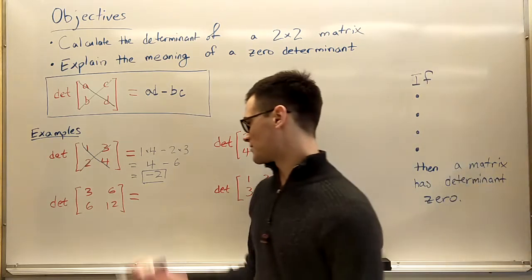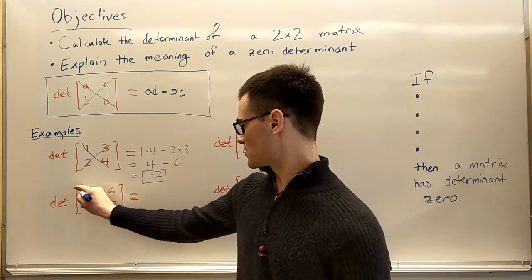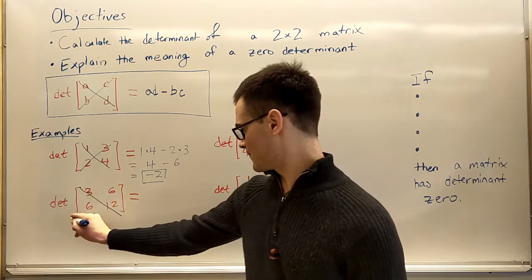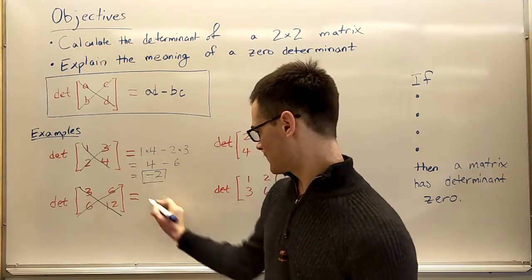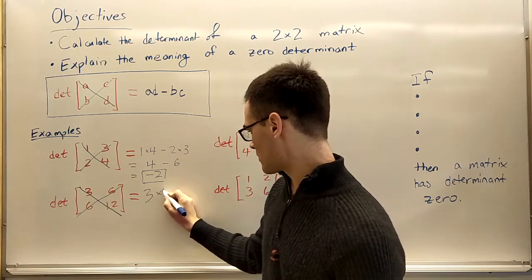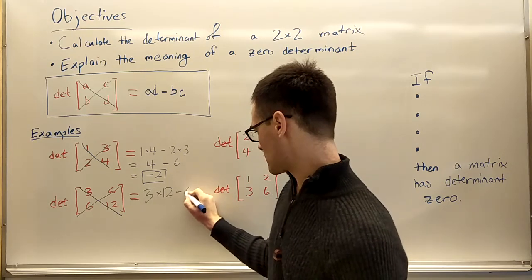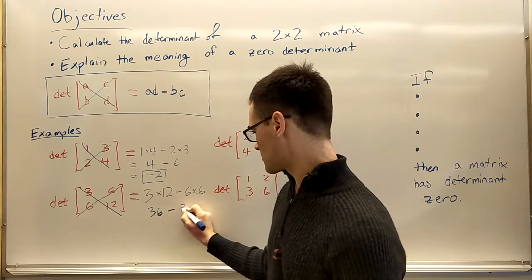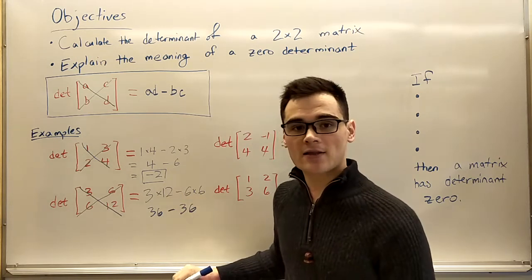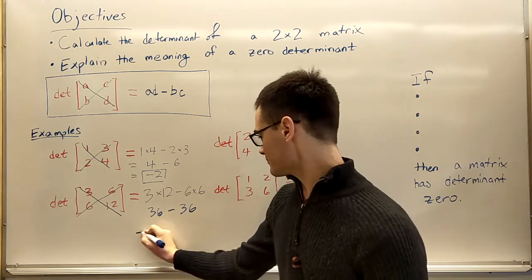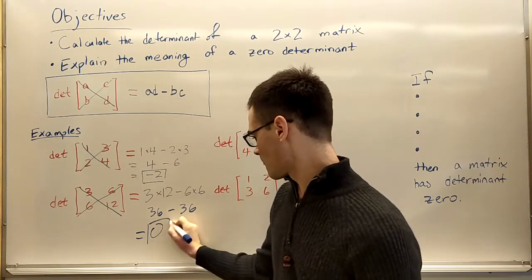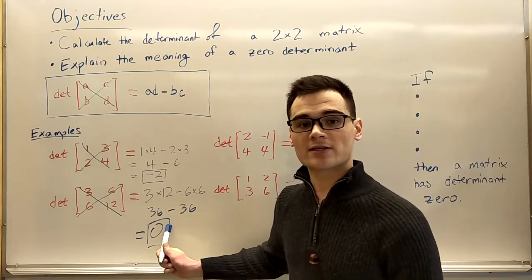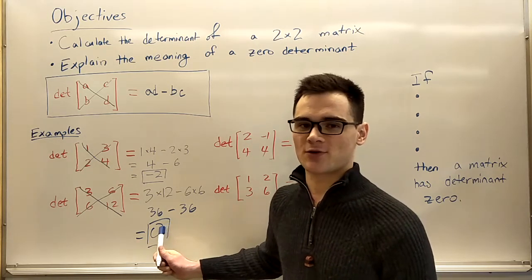All right, let's do this example. For this determinant, we just need to do, again, this minus that. That is, we have 3 times 12 minus 6 times 6. This is 36 minus 36, and it's going to end up being 0. So this matrix has a determinant equal to 0.